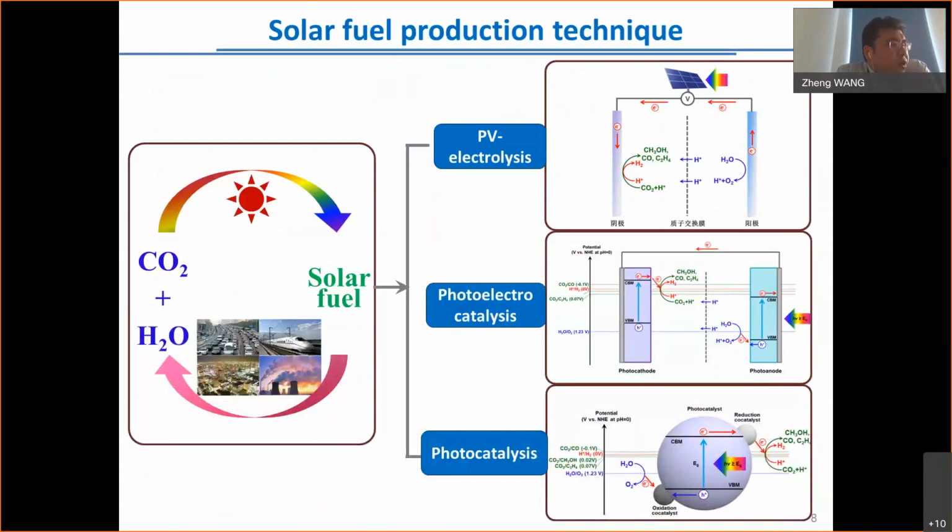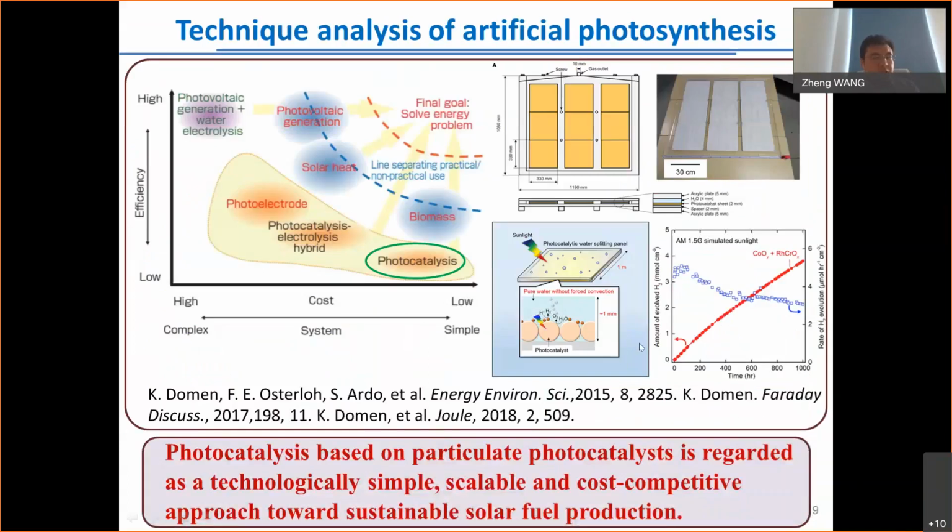As we know, there are three primary techniques for solar energy conversion to produce high-value chemical energy. Photovoltaic electrolysis and photoelectrocatalysis are electrode systems. And photocatalysis is a particulate catalyst system. According to the technical analysis of artificial photosynthesis, the energy conversion efficiency for photovoltaic electrolysis is higher than that for photoelectrocatalysis and photocatalysis. But the capital cost of photocatalysis is the lowest among the three techniques. Moreover, based on the solar light irradiation feature, the solar energy conversion system scale must be enlarged to receive sufficient solar irradiation.